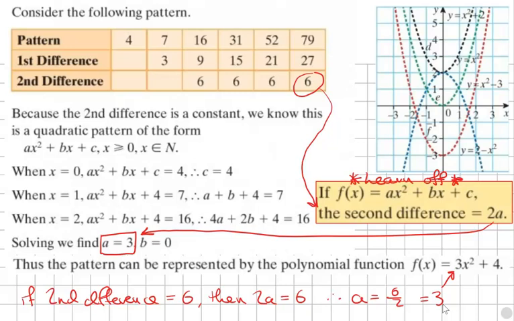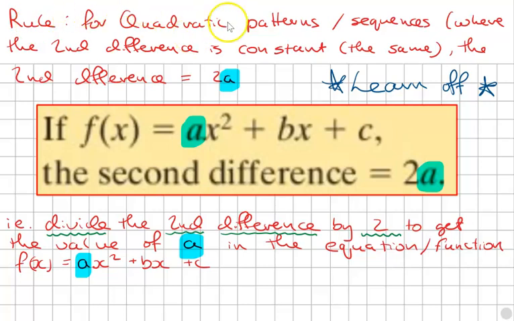So if you ever want to know the a value of your function, so the coefficient of x squared, you just half the second difference. So this is a rule. For quadratic patterns or sequences where the second difference is constant, i.e. the same, the second difference is equal to 2a. So if f of x is equal to ax squared plus bx plus c, the second difference is equal to 2a, i.e. divide the second difference by 2 to get the value of a in the equation or function. F of x equals ax squared plus bx plus c. So learn this off. It's very, very important.